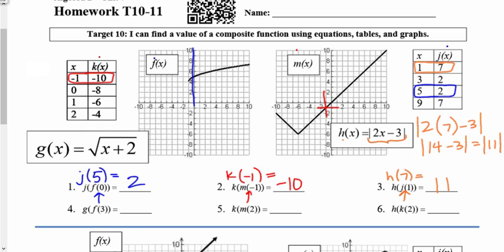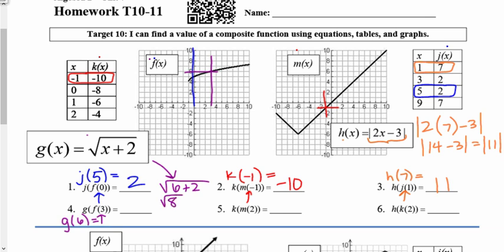Okay, let's do 4. Starting on the inside, I'll do f of 3. F is right here. F of 3 looks like it's 6. So f of 3 is 6, so then I do g of 6. Where's g? G is right above me, right here. So for g of 6, I'm going to plug in 6 for my x value into this equation. So I'll get 6 plus 2, so the square root of 8.